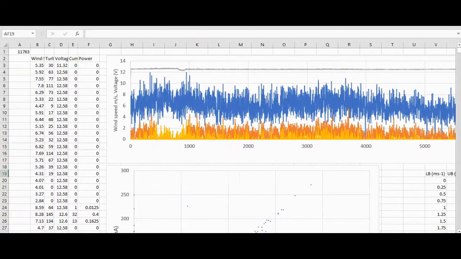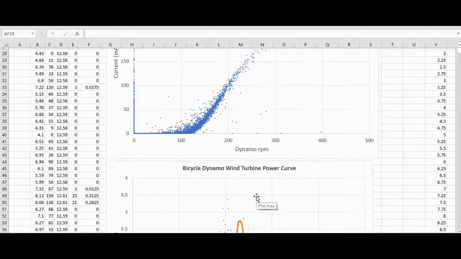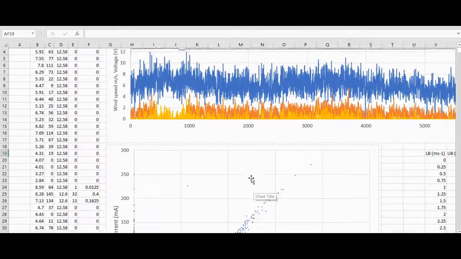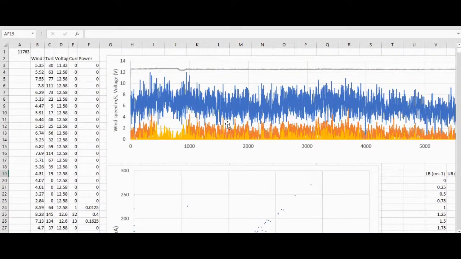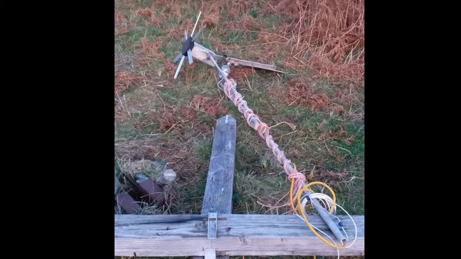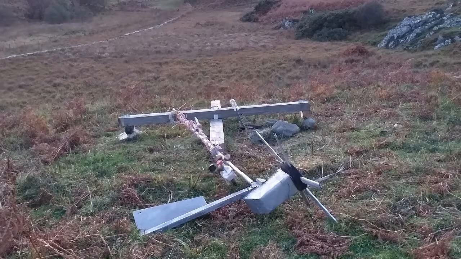So that's a quick look at some of the data, and I would like to, in the future, use this to optimize the performance of the turbine. But for the moment the turbine is packed away as I've moved back to Wales, so that can be a future project. And that's it for this video.